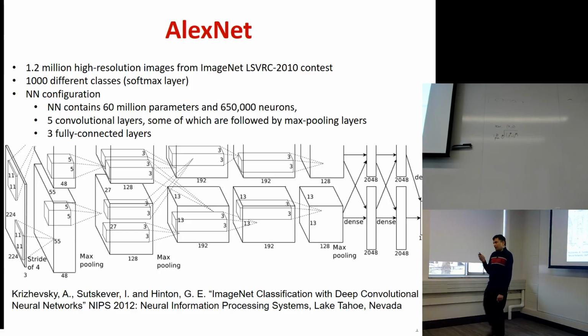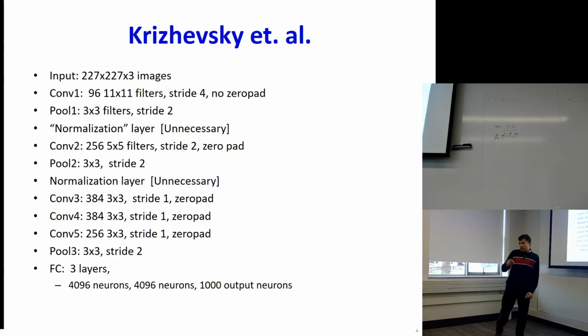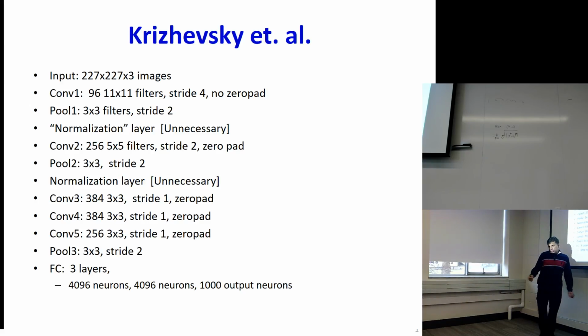But the real point was that this was a convolutional neural network where the input was 227 cross 227 images from the ImageNet data. They had 96 11 cross 11 filters in the first layer, 256 5 cross 5 filters in the second layer. Then they had 384 3 cross 3 filters twice. In the fifth layer they had 256 3 cross 3 filters, and then 3 fully connected layers with 4,000, 4,000, and 1,000 output neurons, because you have 1,000 classes.